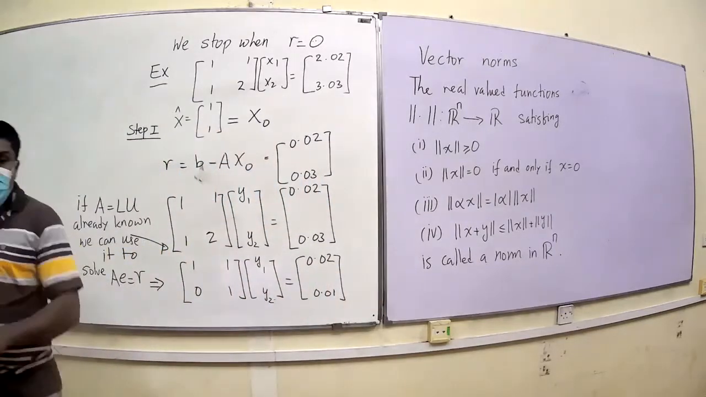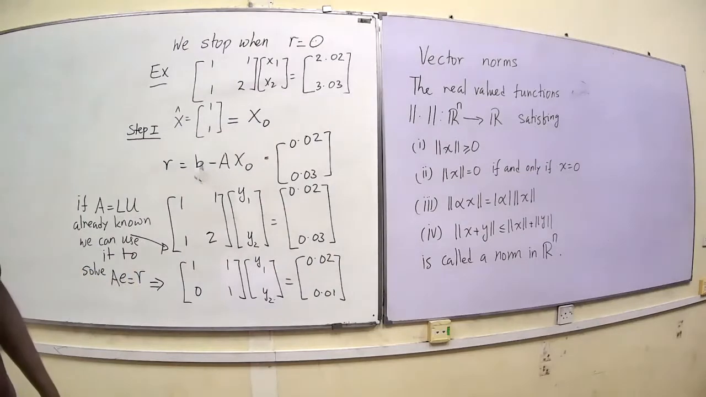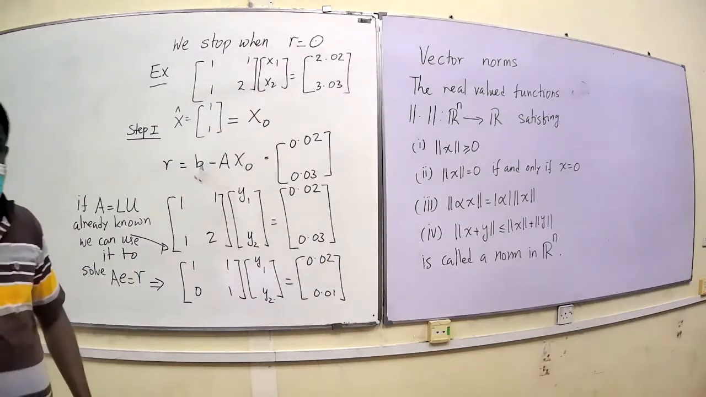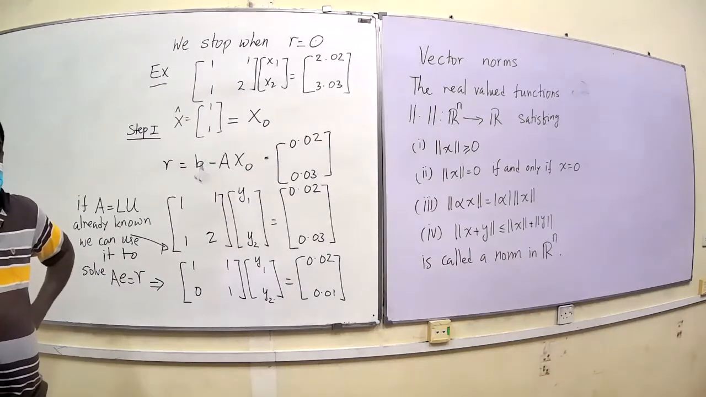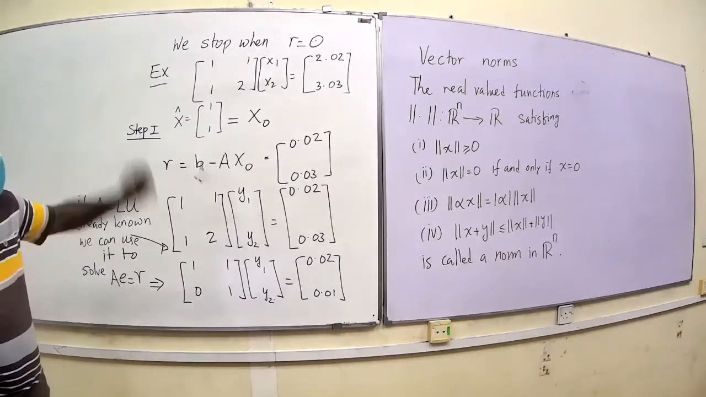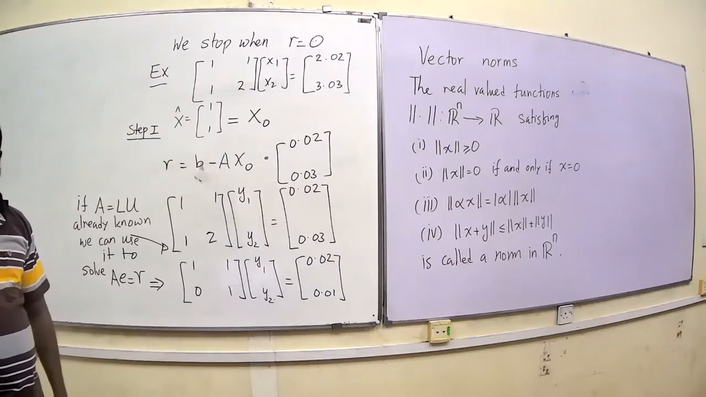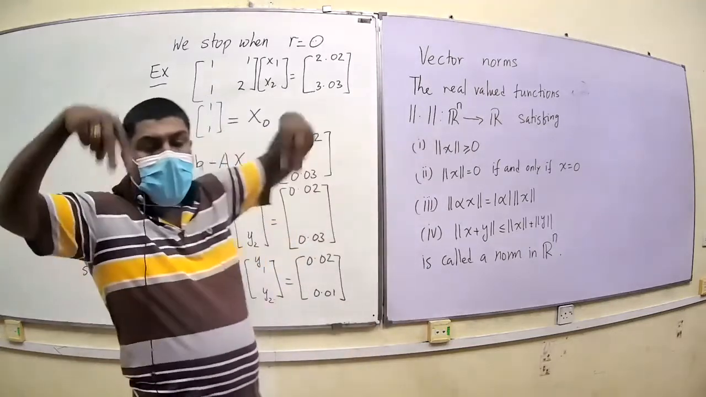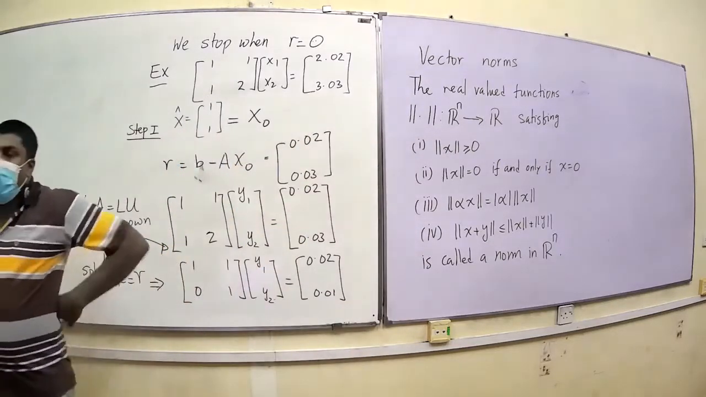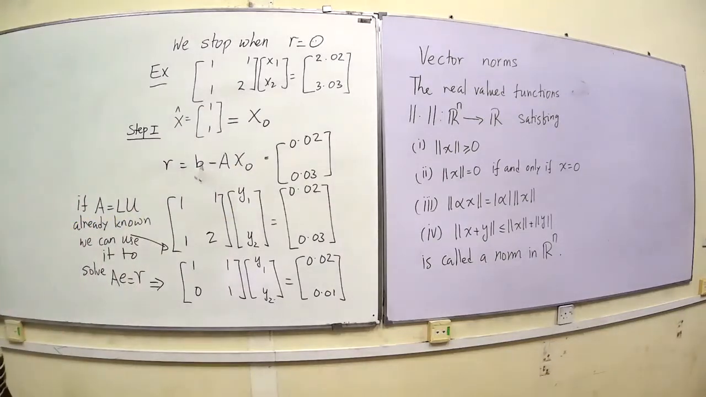Right? So the measurement we use to measure the size of a vector in place of absolute value is called norm. Because it is for vectors, we call it vector norm. That is a real valued function. The input is a vector, and we denote the vector norm with double line brackets. The input is always a vector, and the output is a real number.